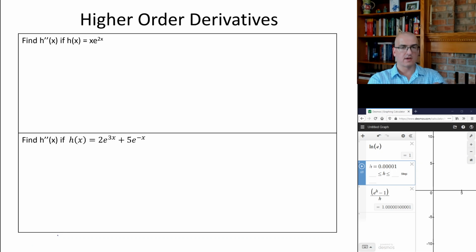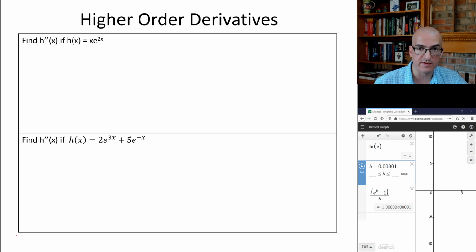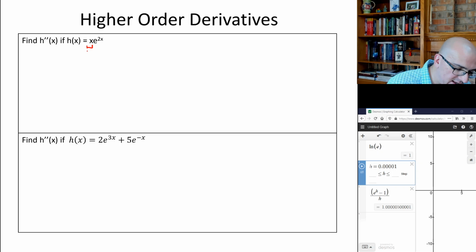Next topic is merging this topic, derivatives of exponential functions, with one of the other new topics that we just saw, which is the higher order derivatives, how to take second derivatives and third derivatives and so on. So here are two examples. We're asked to find the second derivative of this function x e to the power of 2x. To start off, we have to take the first derivative, and when we look at the function carefully, you should see a product rule. One part of the product, a, is just the x, and the second part, b, is the e to the 2x.